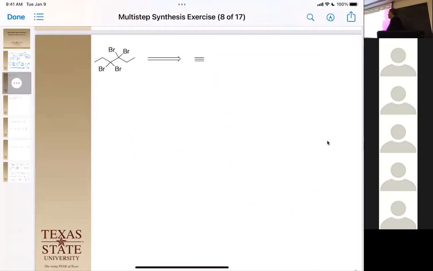We have to make this from acetylene. So let's count our carbons here. 1, 2, 3, 4, 5, 6 carbons. And we have 2 of them. So we need to have at least 3 equivalents of acetylene. We're going to react with it to do something, right? So let's see, what would be a backup step from here? How do you get a tetrabromo compound?